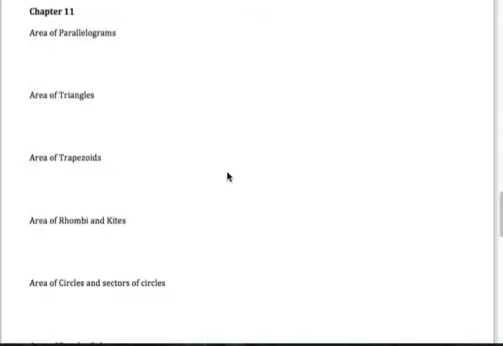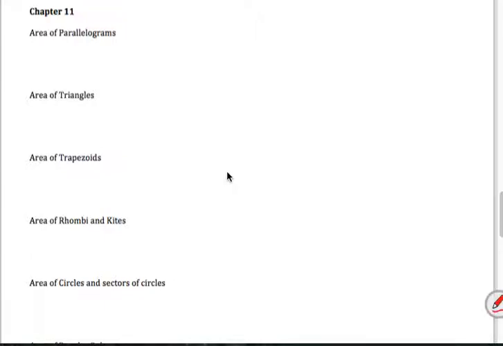Okay, so I'm making this little video so that if anybody's ever absent, like myself or others, you can still have something to listen to over the weekend about how to do these areas of certain things. So, area of a parallelogram.